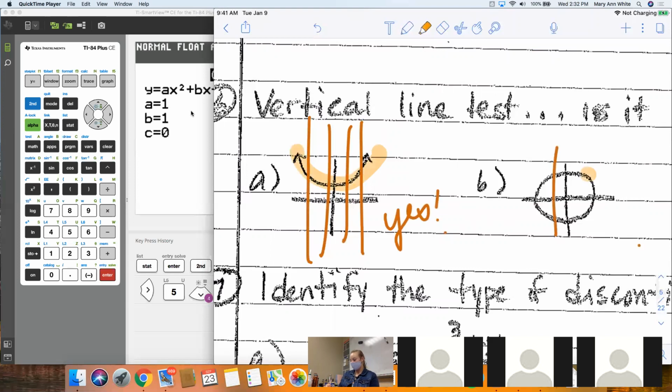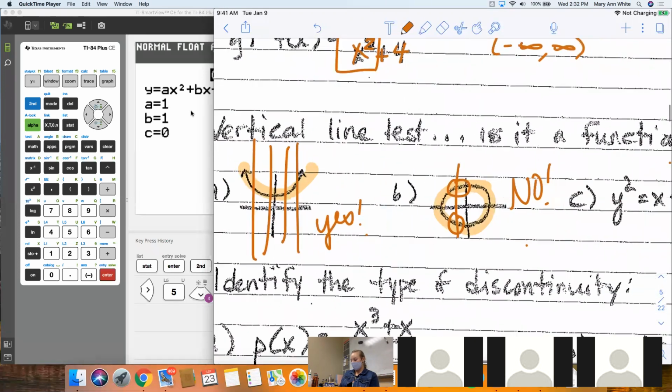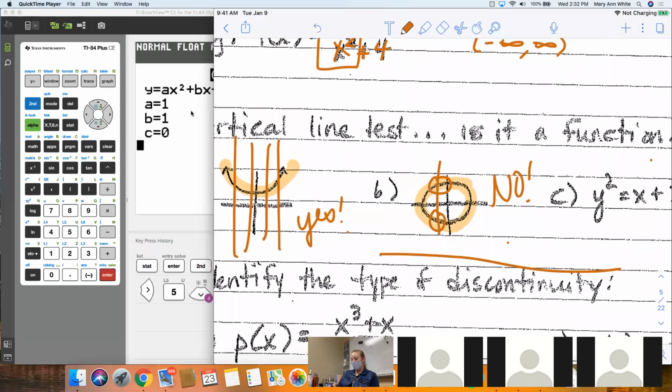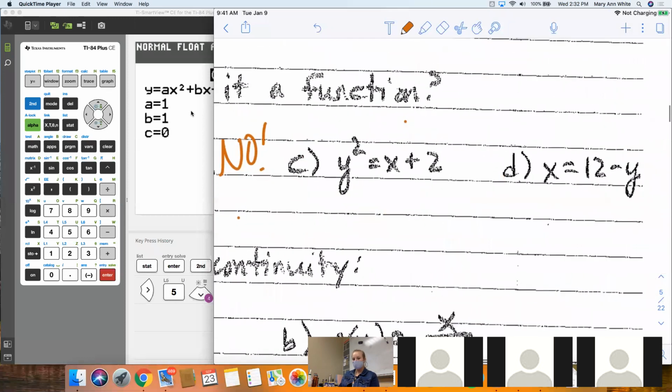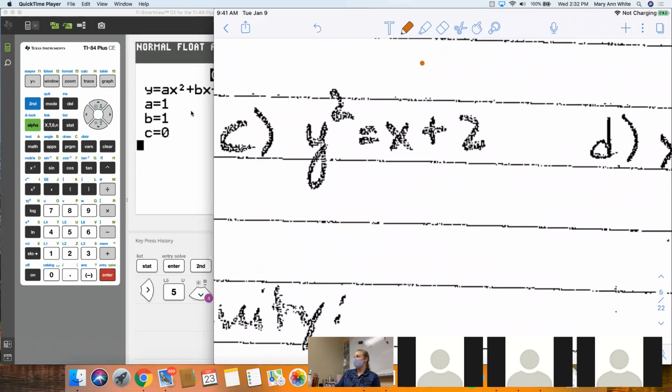That one's not a function. I have 2 places where any vertical line would cross my function. So this one's a nope. Vertical line test is the easy part. It gets a little bit harder when I give you an equation and I make you have to find it. So this first one says y squared equals x plus 2. How do you get y by itself?